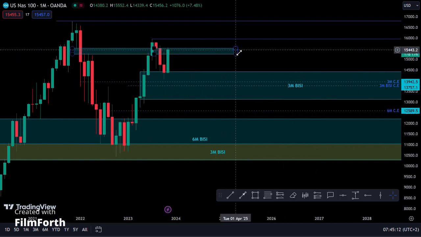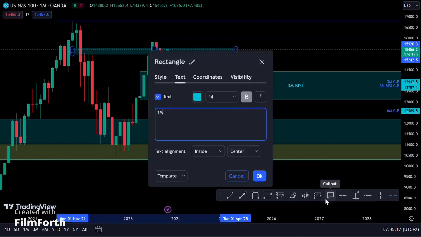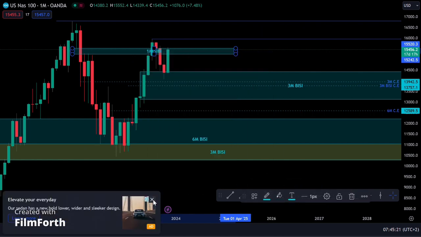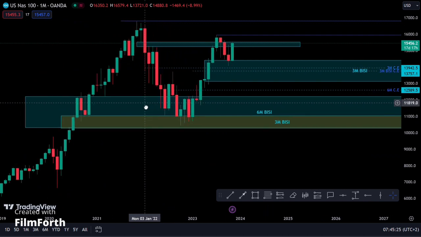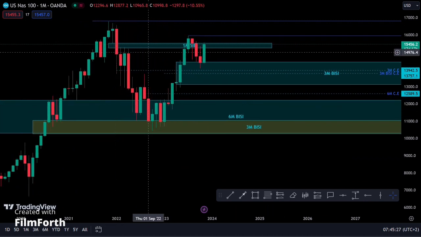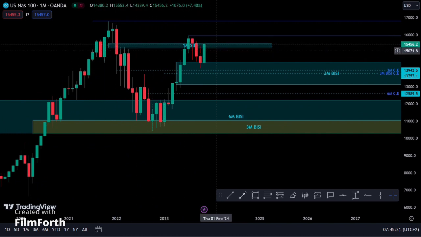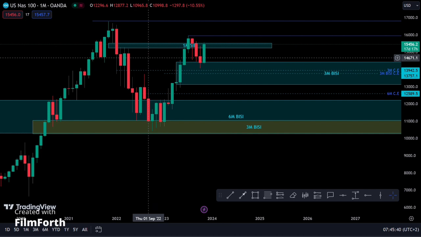Yeah. So this is a 1 month SIBI. As a 1 month SIBI, you can see, okay, this area is gonna force us. It's literally gonna force us to push down normally. That's what this area does.